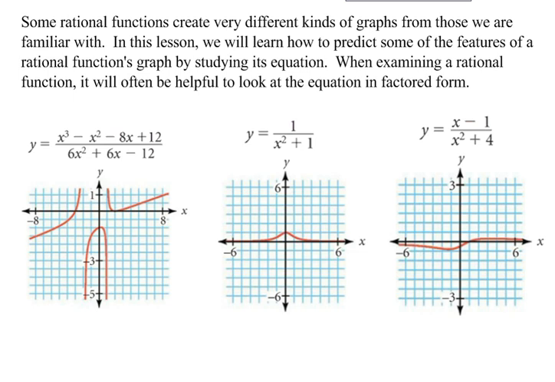Second equation, y equals 1 over x squared plus 1. Not as bad as the first, but definitely different than what we've done so far. And you can see the graph there. And then the last one over here on the right, y equals x minus 1 divided by x squared plus 4. And you can see its graph there.